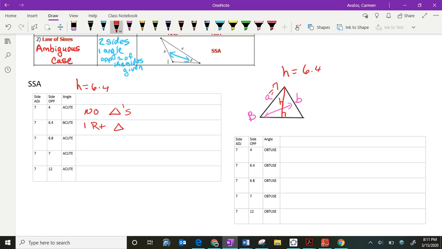If it's 7 and this is 6.8, that means that it's in between the 7 and the 6.8. This tells me that I have two triangles. One is going to be obtuse, and one of them is going to be acute. And you have to solve for both of them.